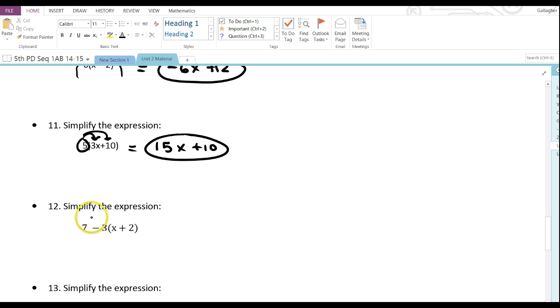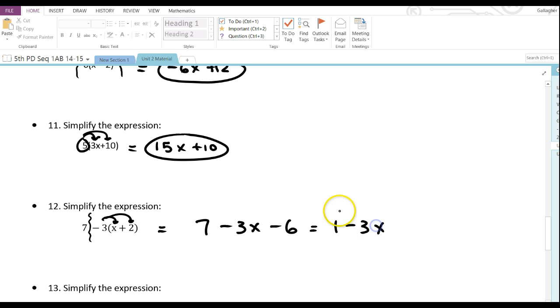Number 12 is two terms. So we have a 7 here that we rewrite right here, and we distribute the negative 3 inside the parentheses. Minus 3x minus 6. This is equal to 1 minus 3x. The 1, we combined the negative 6 and the 7. And the negative 3x. So I end up with 1 minus 3x as an answer.